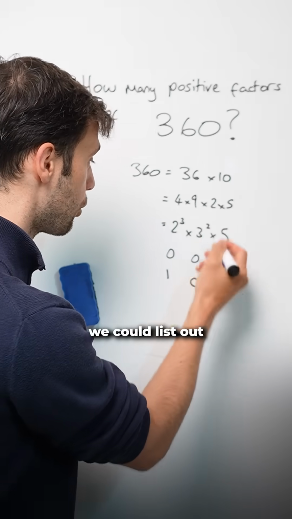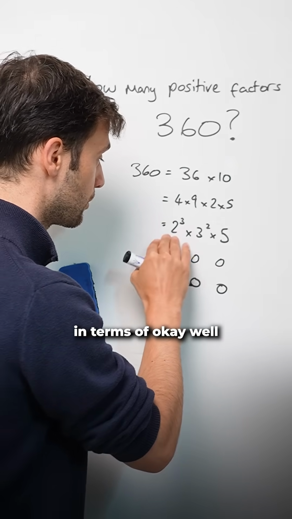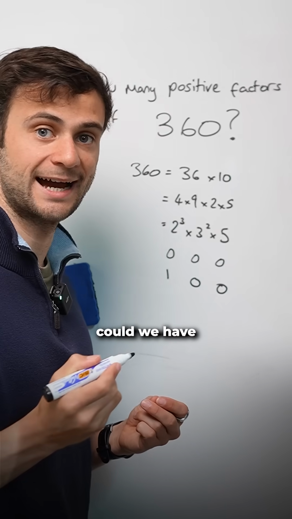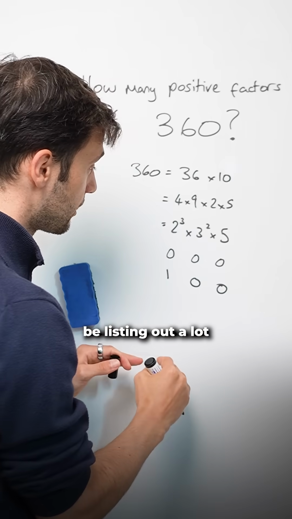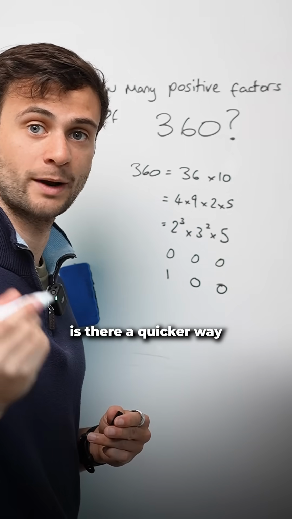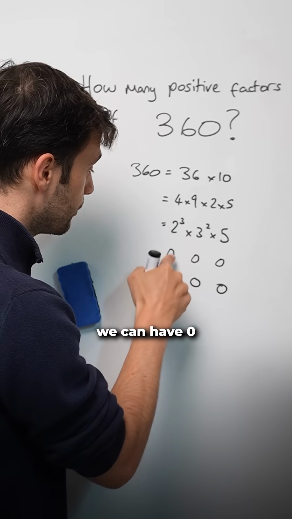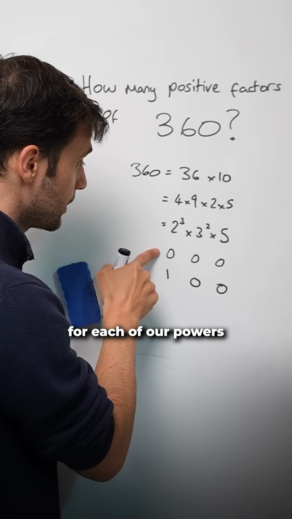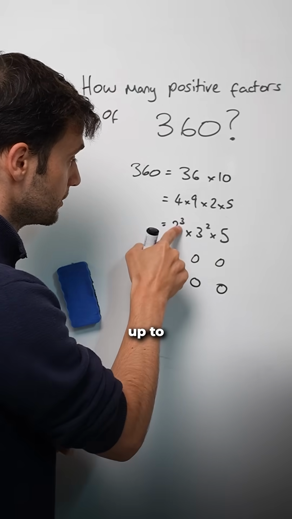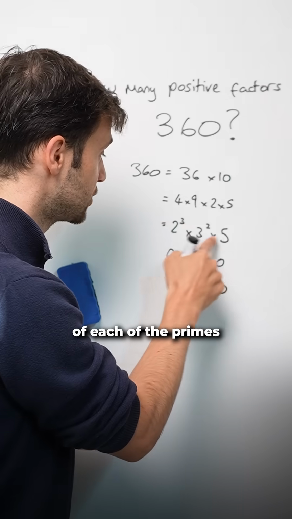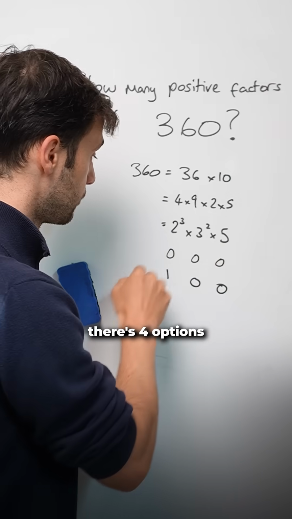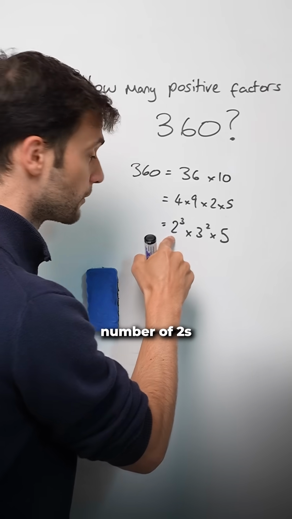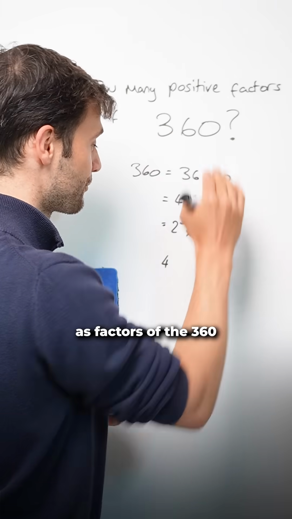We could list out all of these possibilities in terms of which of the prime factors we could have to get the total number of positive factors. Now, we're still going to be listing out a lot of things here. So again, is there a quicker way to solve this? Knowing that we can have 0 for each of our powers, or we could have up to the highest power on each of the primes. So here we could have 0, 1, 2, or 3. There's 4 options in terms of the number of 2s that we could have as factors of the 360.